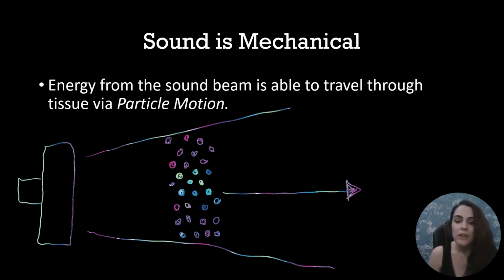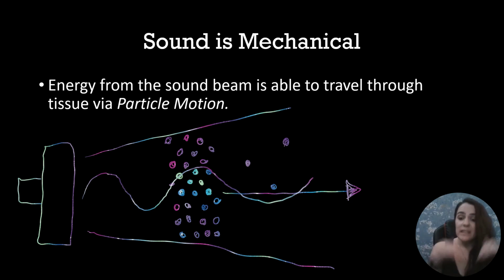Now, some tissue in the body has a lot of particles in it. Okay, this is going to be very dense tissue. And some tissue in the body has not a lot of particles within it. This is very not dense tissue. This changes how our sound wave is going to be.